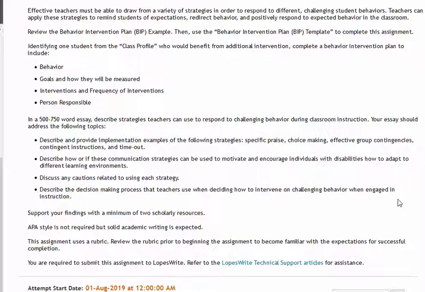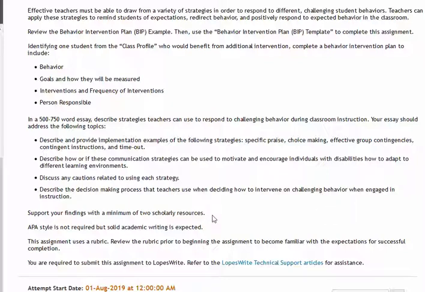Describe the decision-making process that teachers use when deciding how to intervene on challenging behavior when engaged in instruction. So you're teaching and all of a sudden someone flies off the deep end. Describe the decision-making process. What's going on in the teacher's head that teachers use when deciding how to intervene? So someone acts out in the classroom. What is the thought process that this teacher is going to go through to address that?